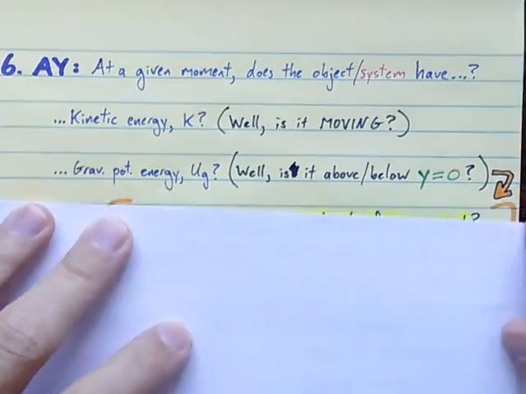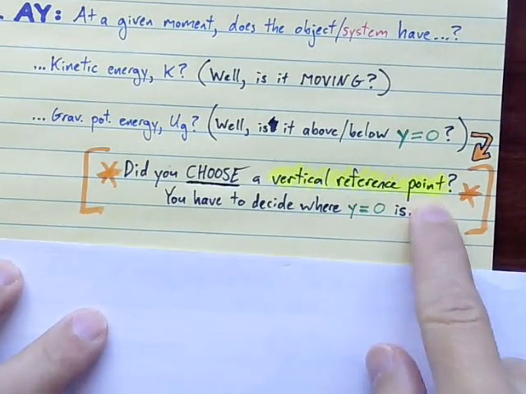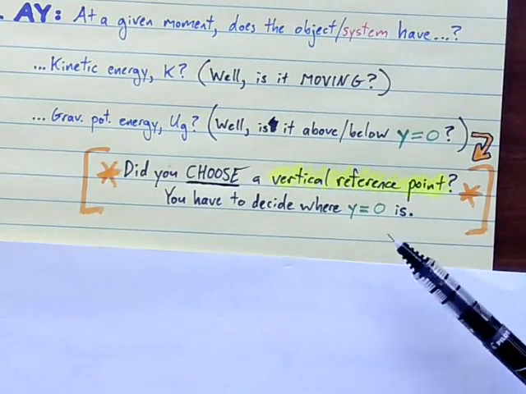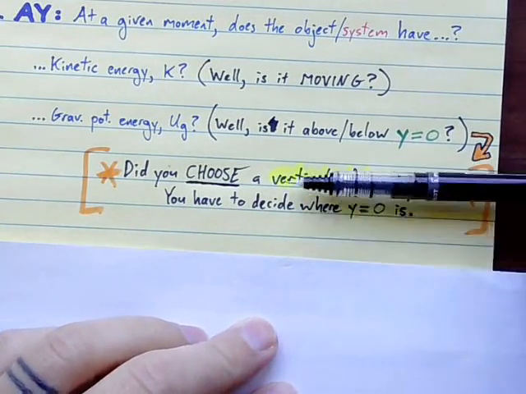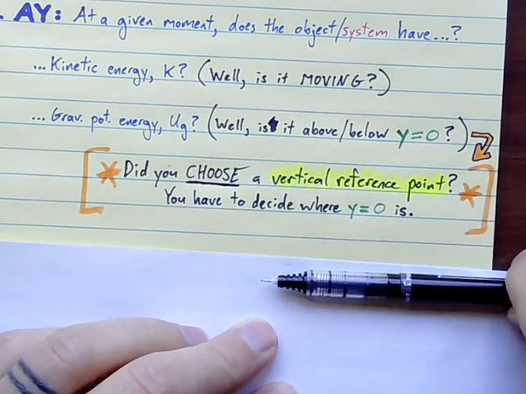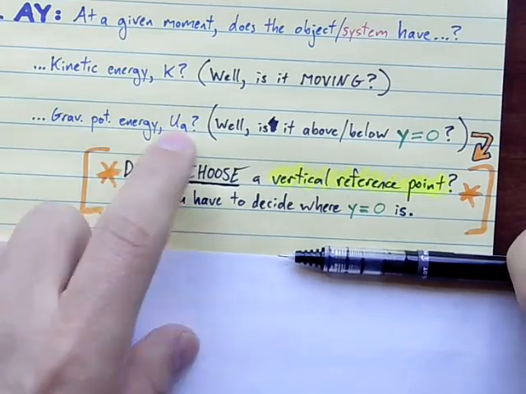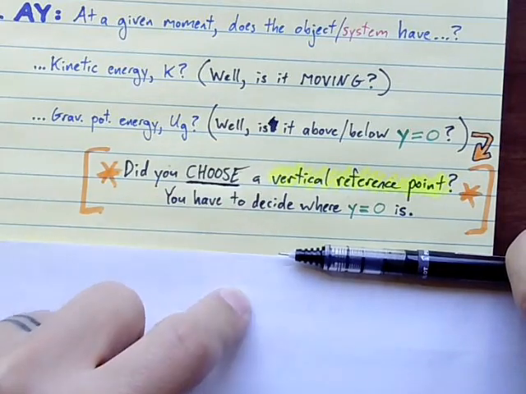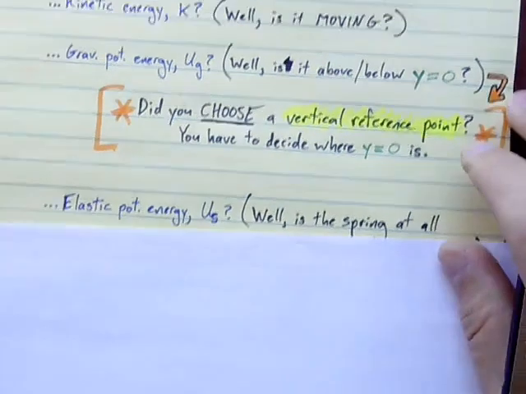Oh, reminding us that we were supposed to choose a vertical reference point. You have to decide where y equals 0 is. You know that the choice of reference point doesn't matter, but you do have to choose one and stick with it. Keep that reference point fixed and then check at the moment of interest, is your object actually at, above, or below your y equals 0 reference point?